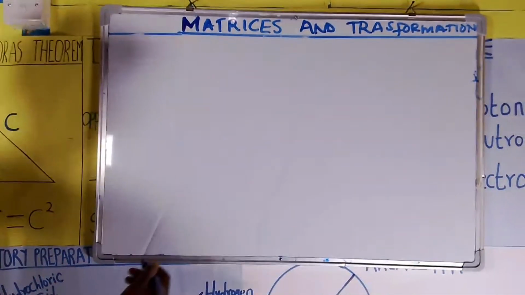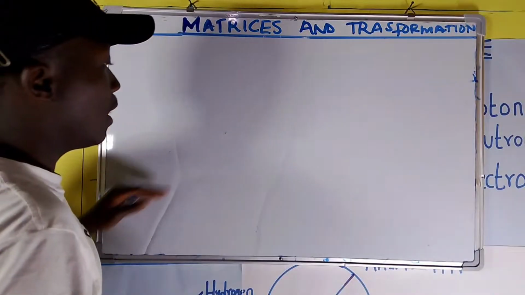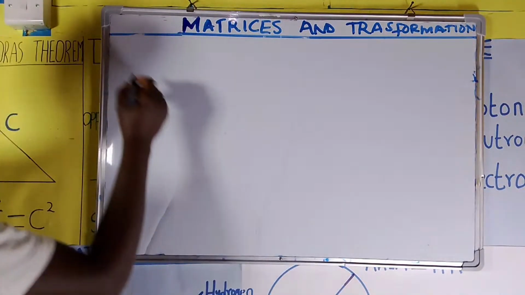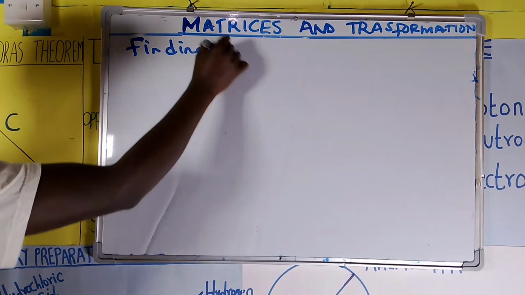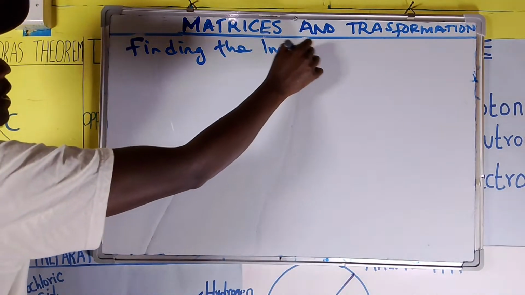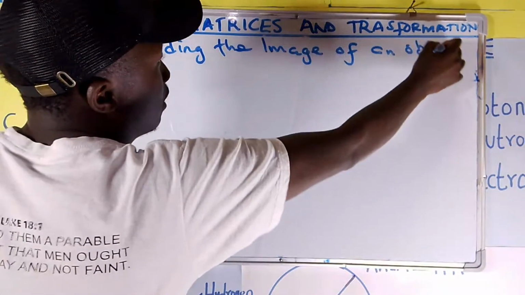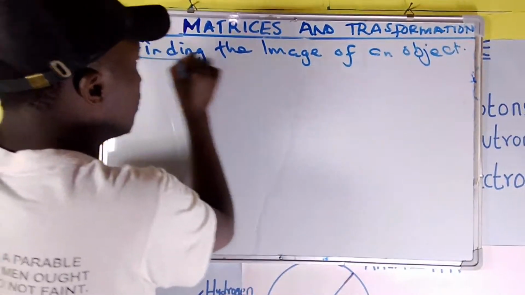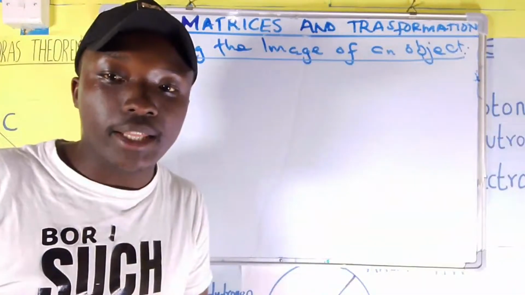So, to start with, we will start on finding the image of an object. How do we determine the image of an object?